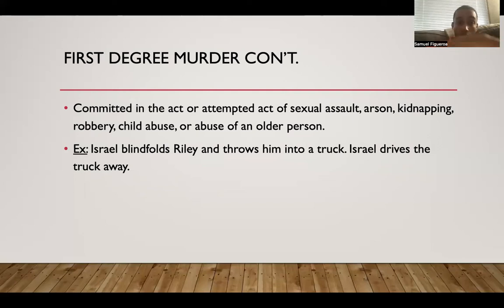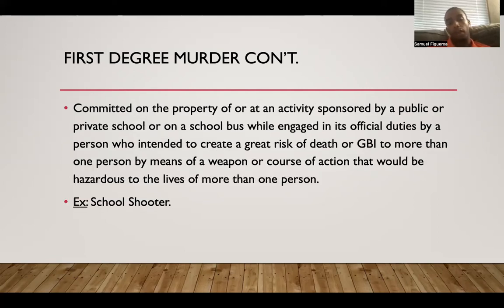the defendant will be liable for first degree murder. Another example, as you can see below, is that Israel blindfolds Riley and throws him into a truck. Israel drives the truck away. That is an example of kidnapping. So Israel committed the felony of kidnapping, and during the commission of that felony, he killed Riley. That is an example of Israel being liable for first degree murder because he committed the felony and he killed Riley. Therefore, Israel will be liable for first degree murder under Nevada law.